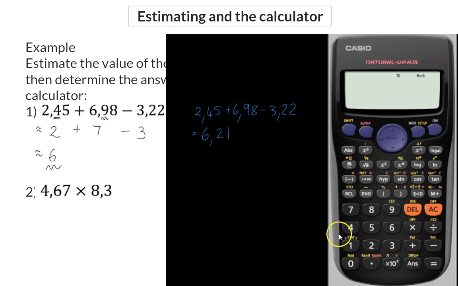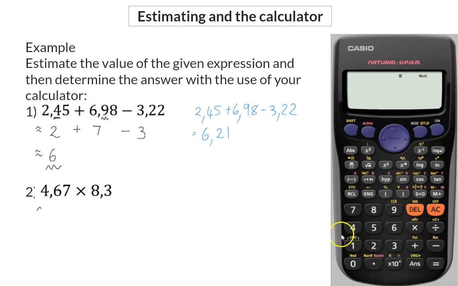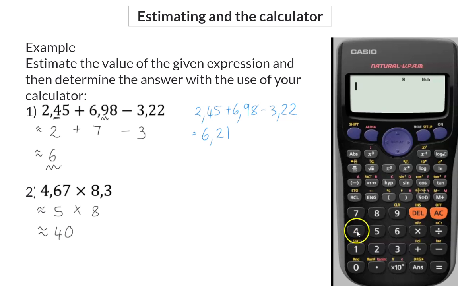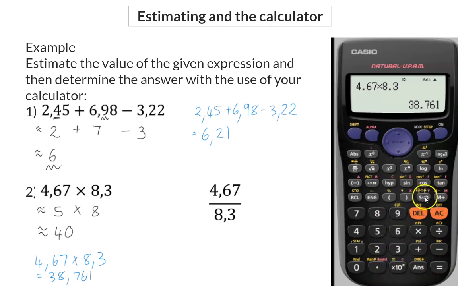In question 2, we're once again going to start off estimating, and for that we're going to round again. This means we will have a value of 5 multiplied by a rounded value of 8, and 5 times 8 is 40. On the calculator, we can calculate our accurate value, and that is 4,67 multiplied by 8,3 to get an accurate value of 38,761.